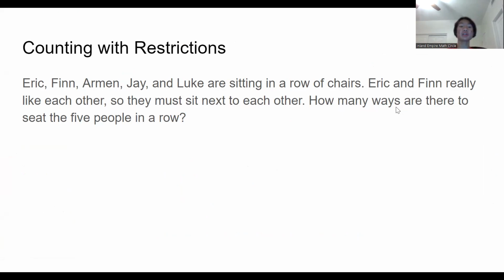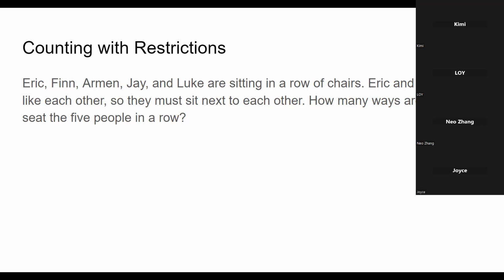So Eric and Finn here are best friends, so they have to sit next to each other. And again, they're in a row of chairs. So this is not like the circular one, they're not sitting in a circle. So does anyone have an idea of how you can tackle this, or the problems that you might encounter when solving it just like a normal counting problem?